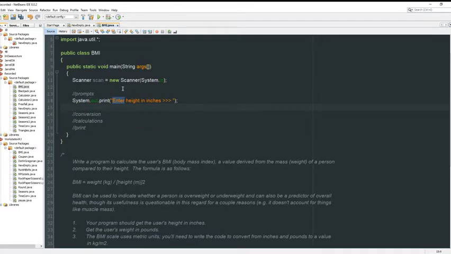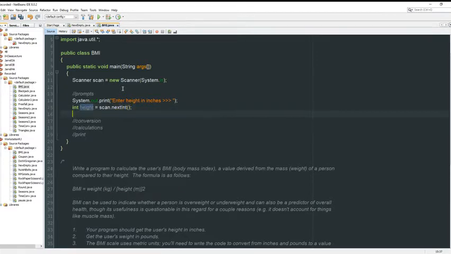We're expecting inches, so that's an integer value. So we'll just go height, scan.nextInt. Is it possible they could interpret that as a fraction? Yeah, but you're very rarely going to hear somebody say, oh, well, what's my height? I am 67¼ inches. So we're erring on the side of caution.